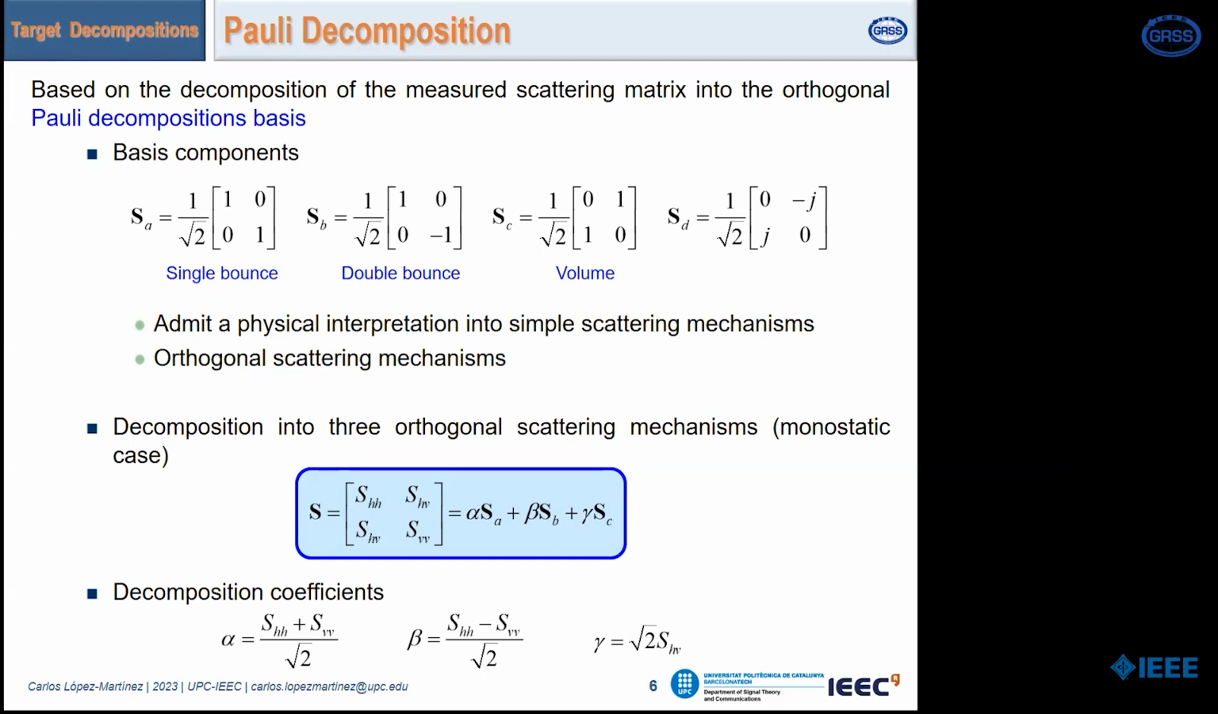So I decompose a real scattering matrix that I don't know how to interpret into basic building blocks. Therefore, I don't interpret this matrix directly, I interpret the coefficients, because the coefficients tell me how much of single bounces I have, how much of double bounces I have, how much of volume I have.